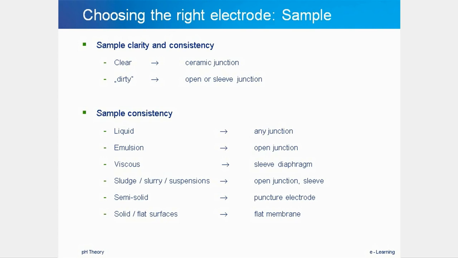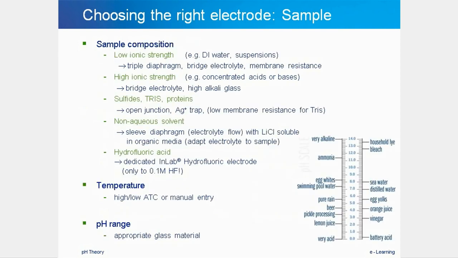If the sample is an emulsion, an open junction is best. If it is viscous, a sleeve diaphragm can best be used. For suspensions or slurries, either a sleeve diaphragm or an open junction can be chosen. For semi-solid samples, a puncture electrode is needed, and for flat, solid surfaces, the flat membrane electrode must be used.